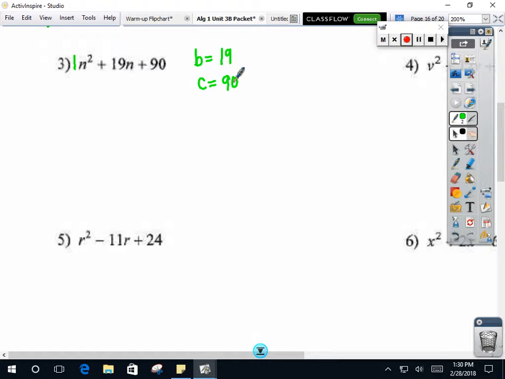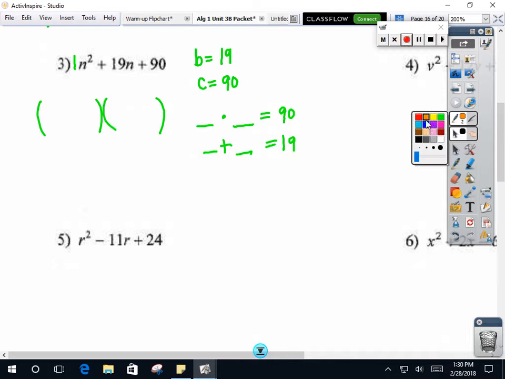So you're looking for two numbers, and those two numbers must multiply to make your C value, which is 90, and they must add to make your B value, which is 19. Correct. 9 times 10 is 90, and 9 plus 10 is 19. So your binomials will look like this: an n plus 9 and an n plus 10.